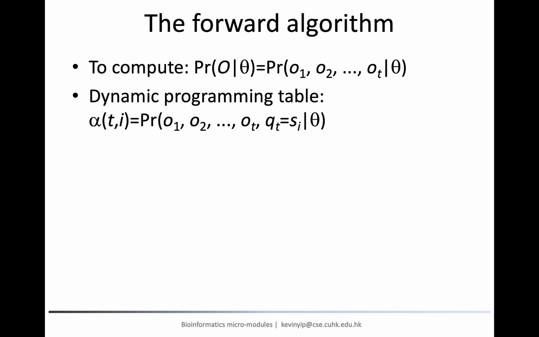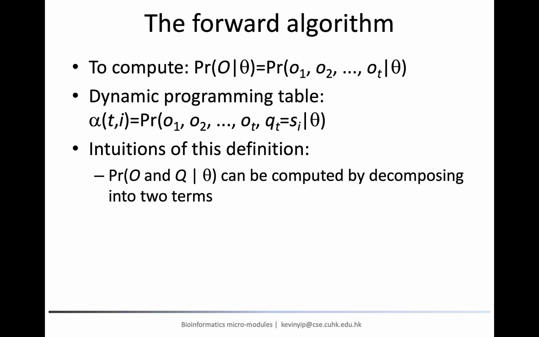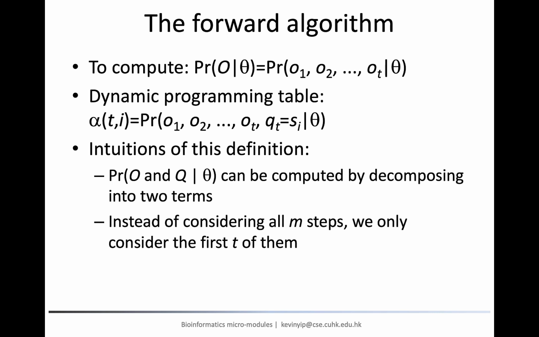So why is it a good idea to define the subproblems in this way? First, as explained earlier, in order to compute probability of O given theta, one way is to sum over probability of O and Q given theta of different Q, because each of these terms can be decomposed into two terms that can be computed easily. Second, in dynamic programming, we always want to solve easier subproblems first, the results of which will then be used to solve harder subproblems, and ultimately the original problem.